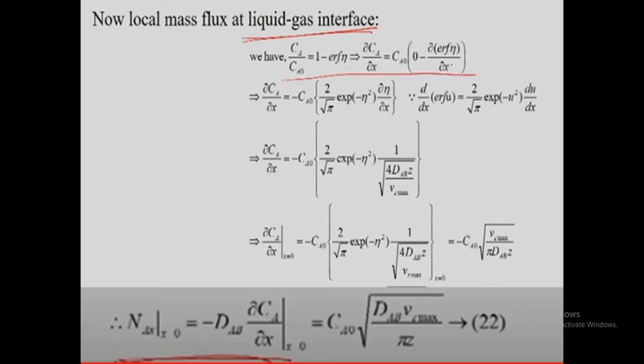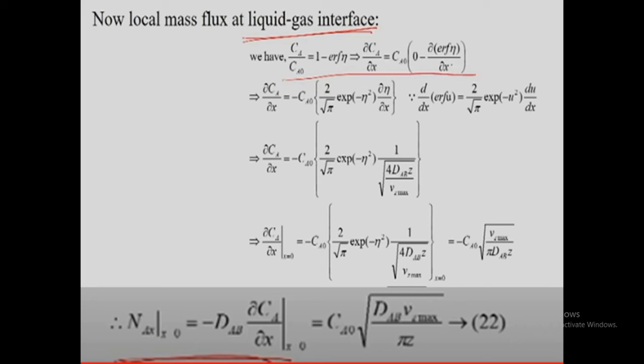So multiply with 1 by root of 4 into DAB z by Vz max. So here finally we get 2 by root pi into 1 by root of 4 into DAB z by Vz max. So here 2 in the numerator, root 4 in the denominator. Here, which of the roots cancels? This is root 2 into root 2. Here this is root 4. Root 4 is 2, right? The 2s are cancelled. So numerator 2, denominator root 4.